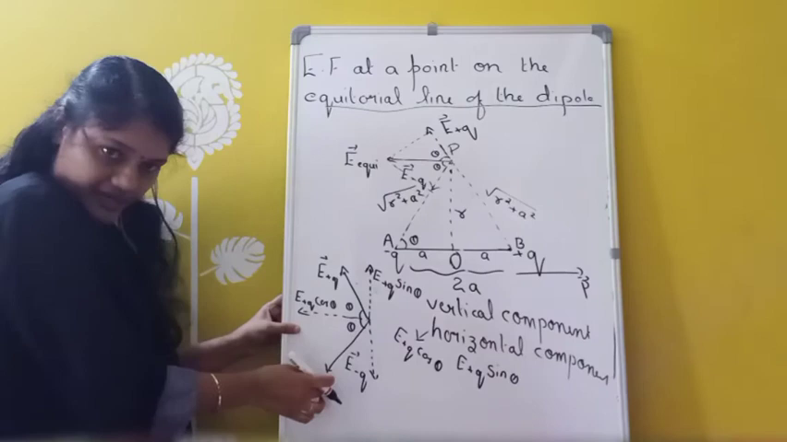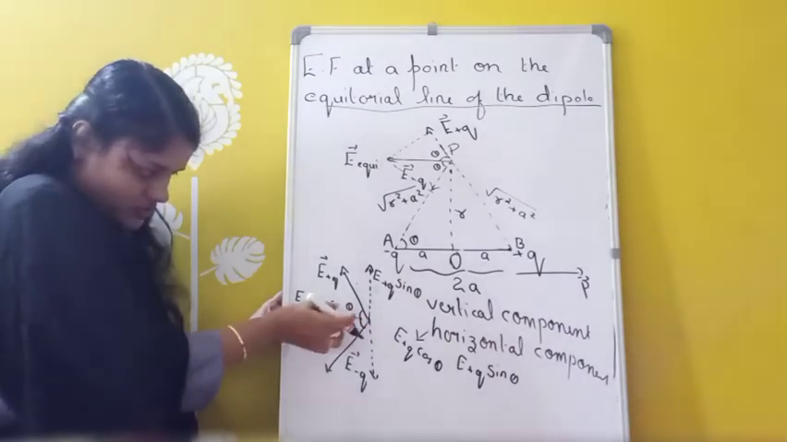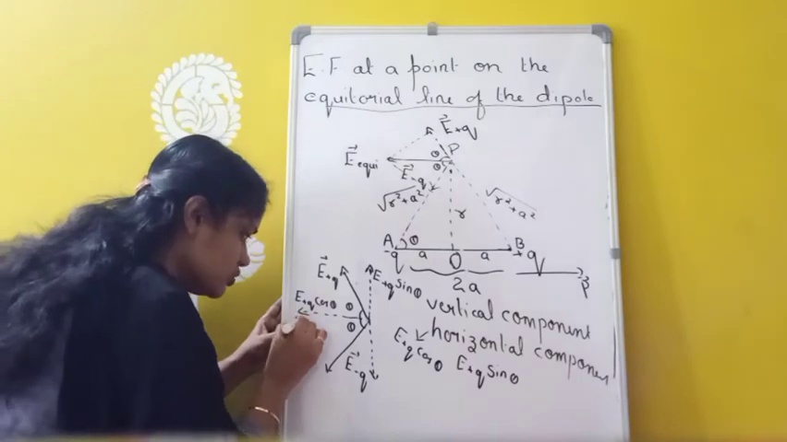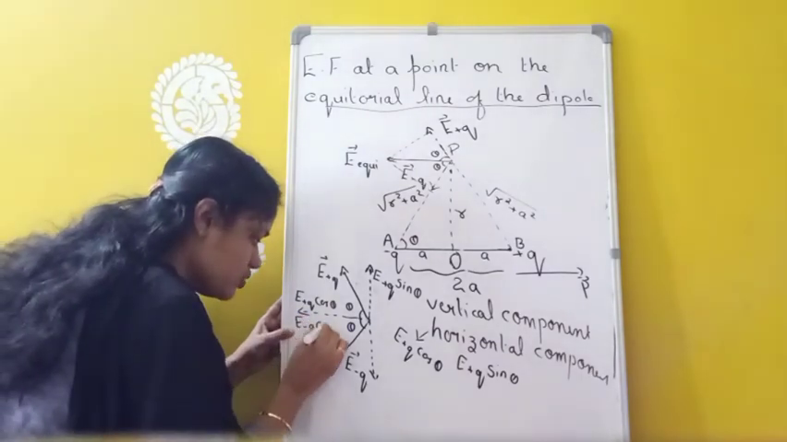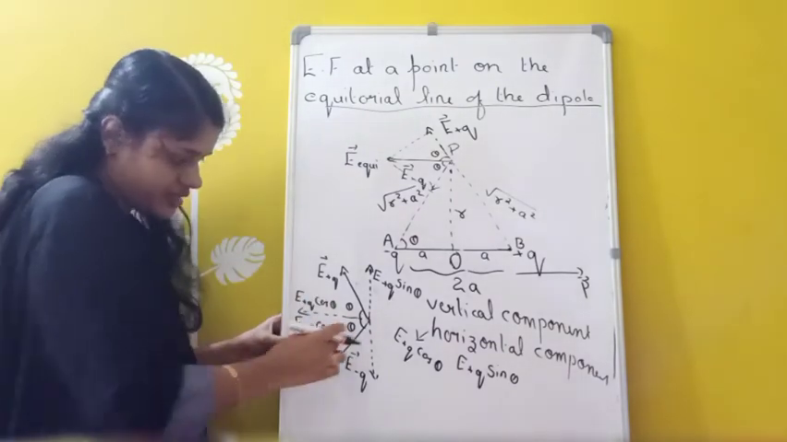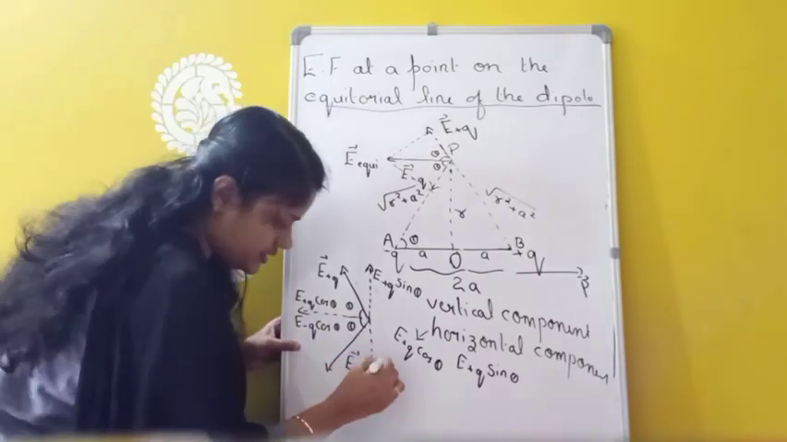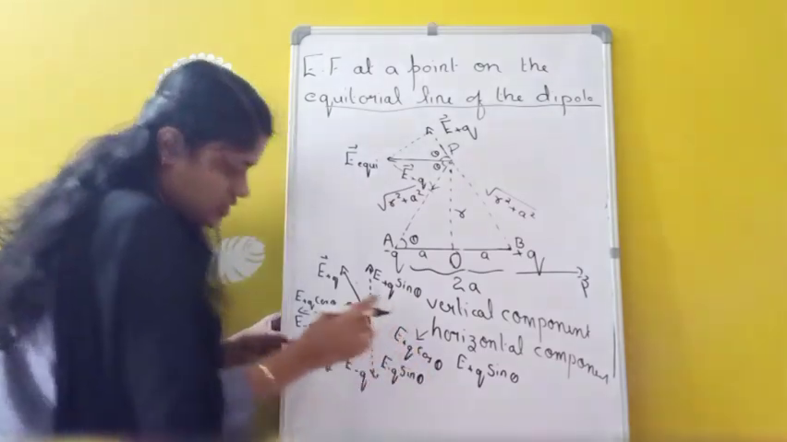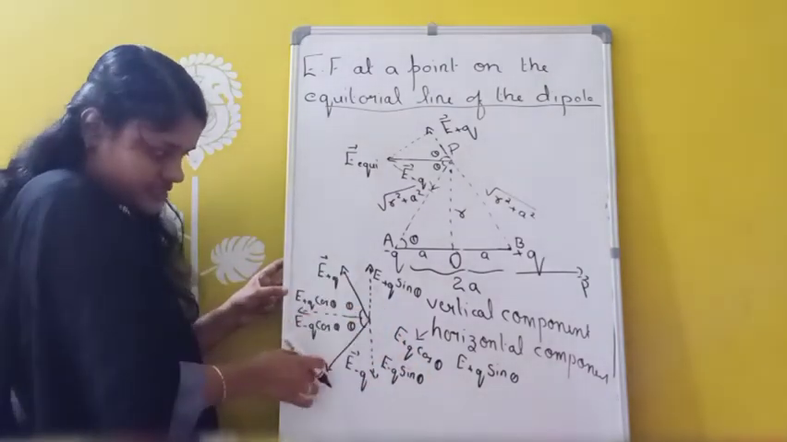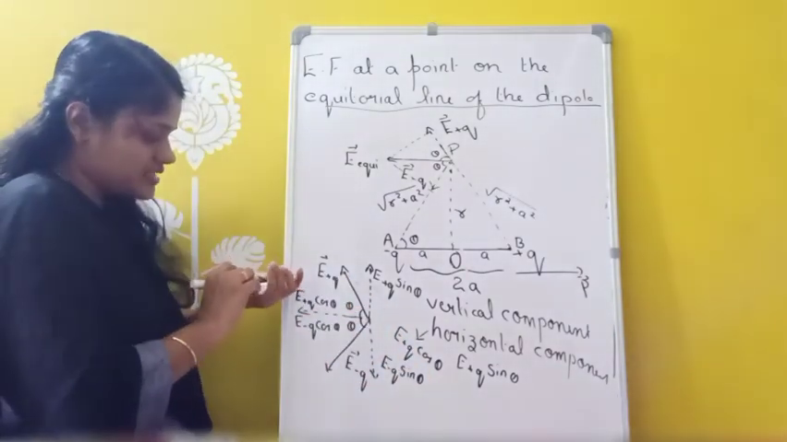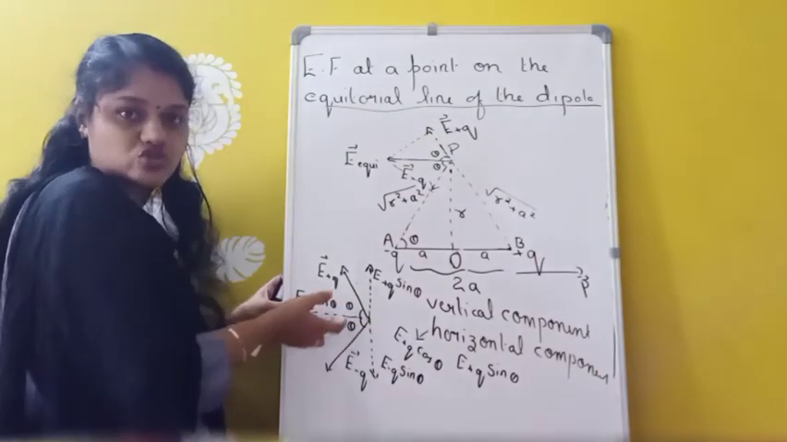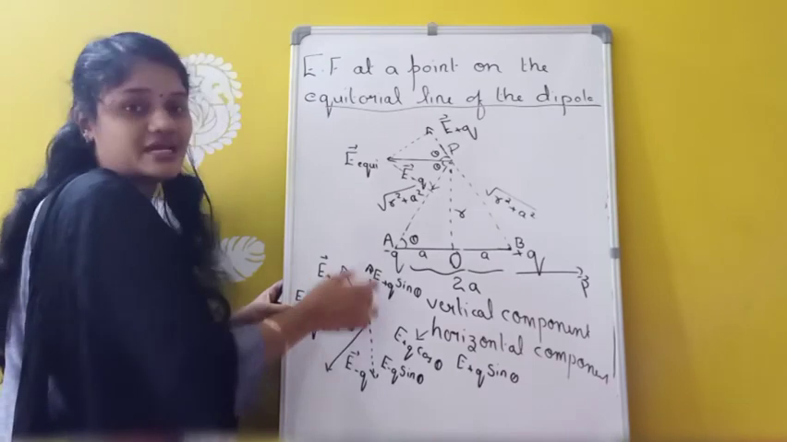Similarly, for E minus Q, the component near to the angle is taken as which one? E minus Q cos theta. This component is taken as E minus Q cos theta. And this vertical component is taken as which one? E minus Q sin theta. So we can resolve both these vectors into two components, one horizontal, the other vertical. So the horizontal component means it is a cos component, and vertical means sin component.